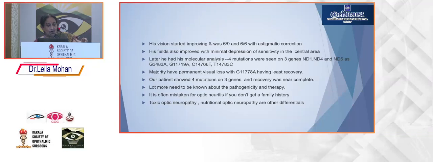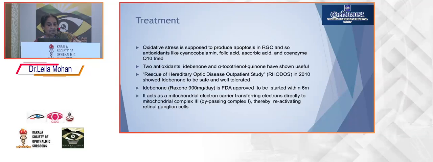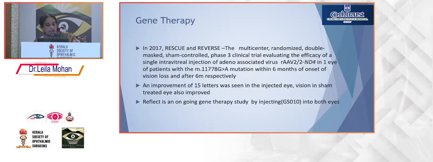So we have to know more about this disease. It is often mistaken for optic neuritis, and they may be diagnosed as toxic optic neuropathy or nutritional optic neuropathy. Treatment, as we have already seen: the Rescue of Hereditary Optic Disease Outpatient Study, RODOS, showed that Idebenone is a safe drug, and it is FDA approved to be started within 6 months of onset of the visual loss. It is an electron carrier transferring electrons directly from mitochondrial complex 3 to the diseased complex 1, reactivating the RGCs. And a lot of studies are there for gene therapy.